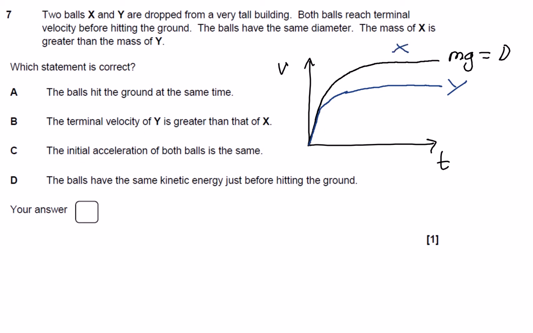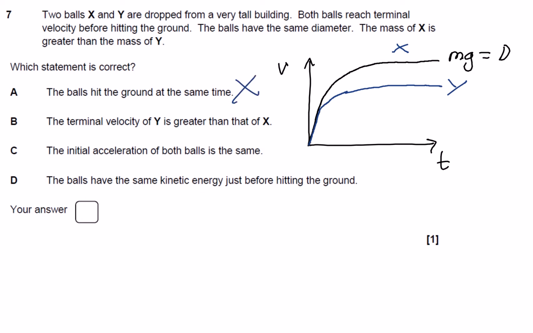And now let's have a look at the statements and we can work out which is correct. The balls hit the ground at the same time. That's not going to be true, because on a velocity time graph, it's the area underneath the graph which is equal to the displacement. So because X is going to be travelling faster than Y, and hence the line is above the line of Y, in order to get the area to travel the distance down to the ground, it will do that in a shorter amount of time, whereas Y's area is spread out over a longer time. So A is not true.